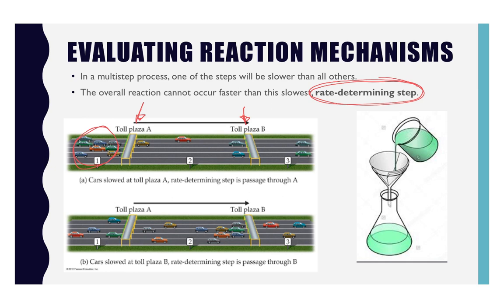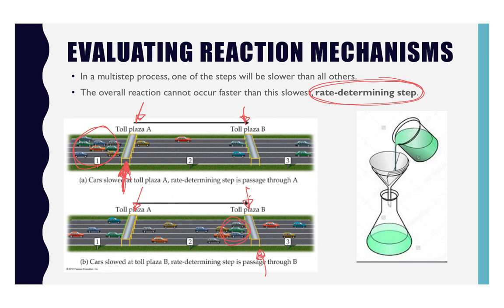Okay, so that means that the amount of time it's going to take you to get through these two tolls is going to be determined by how long it takes you to get through Toll Plaza A. It's the rate determining plaza. Okay. Likewise, if the opposite is true, if Toll Plaza A is very fast, but Toll Plaza B is slow, well, then the cars will just roll through Toll Plaza A very quickly, and they'll start to pile up behind Toll Plaza B. In this case, this would be the rate determining step. Okay.